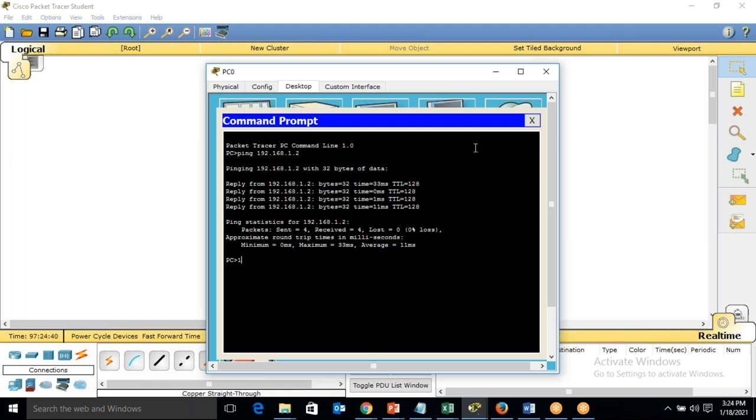So let me try for some other PC now. Ping, I'll just try for 1.3, which we don't have. See, it won't ping. As 1.2 is directly connected, it will ping. So, clear until this?